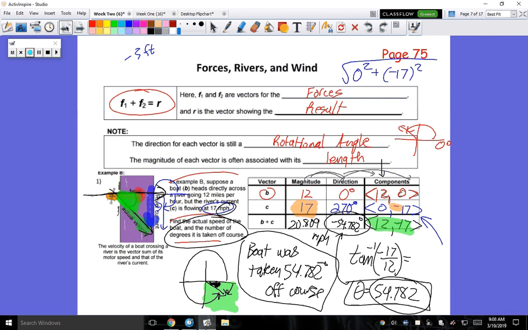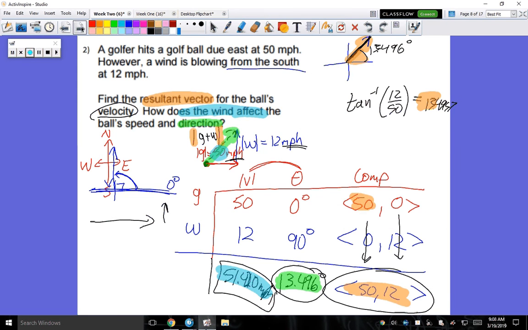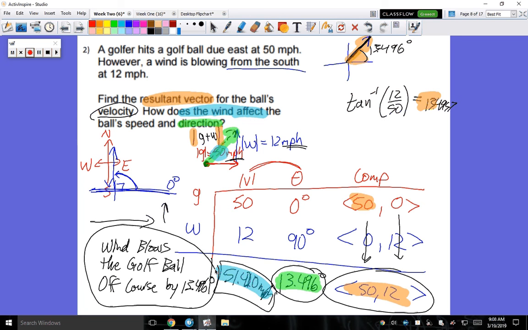just like this last question here that we did before with the boat problem, we're going to say that it throws it off course. So the wind blows the golf ball off course by 13.496 degrees. And that is it for that problem.